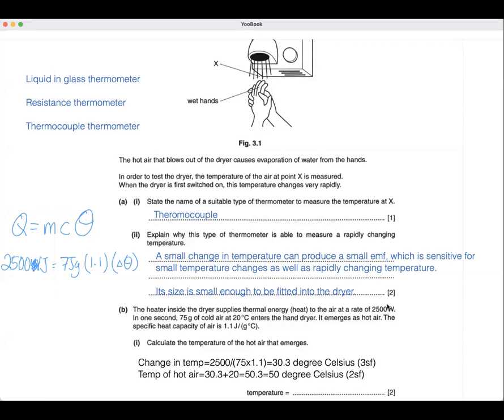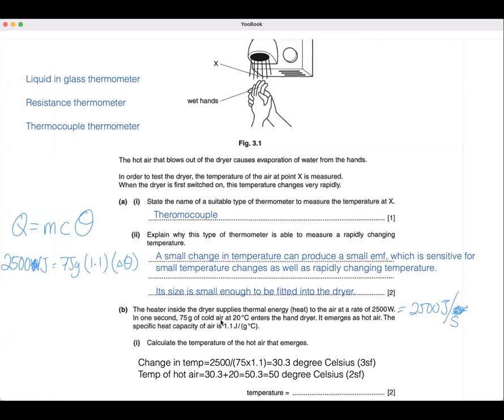So 2500 watt is the same meaning as 2500 joule every second. So in every second, there's 75 gram of cold air that emerges.